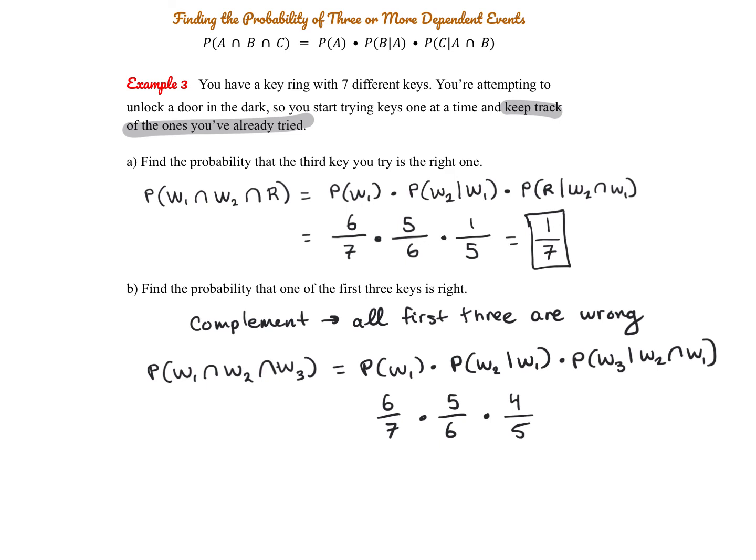So if you multiply these and you simplify, you get 4 out of 7. But remember, that's the complement. So the probability that one of them is right would be 1 minus 4 over 7, which is a 3 out of 7 probability.